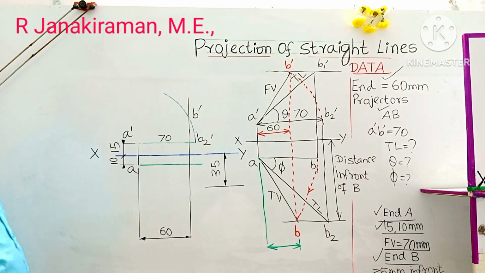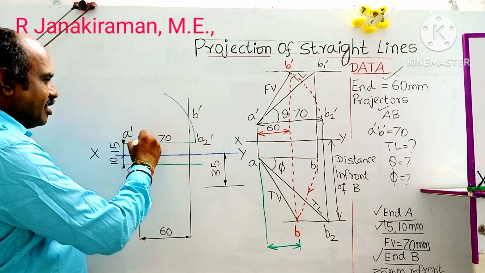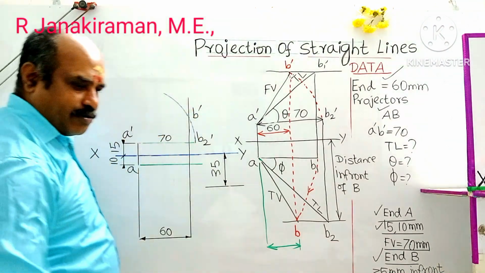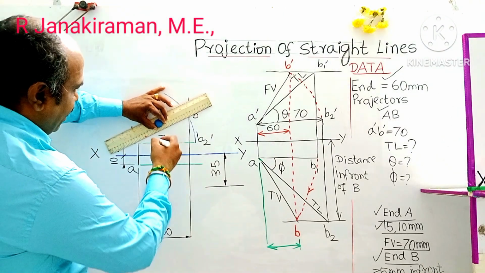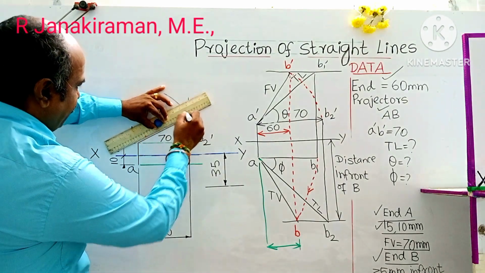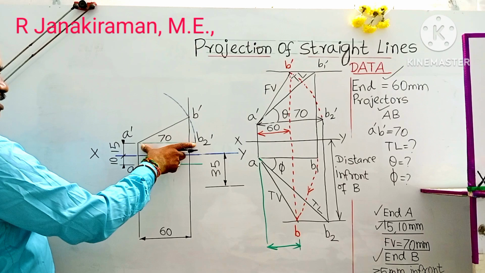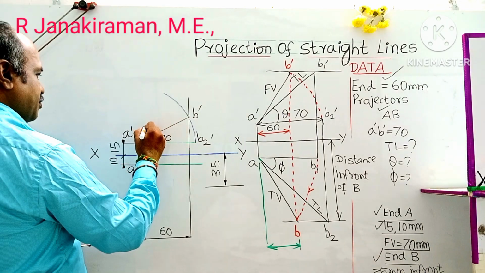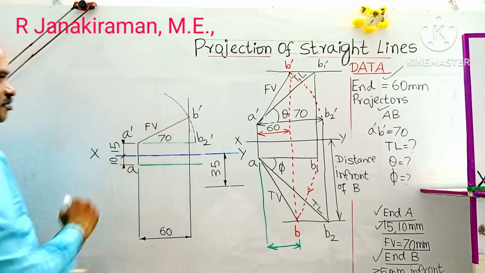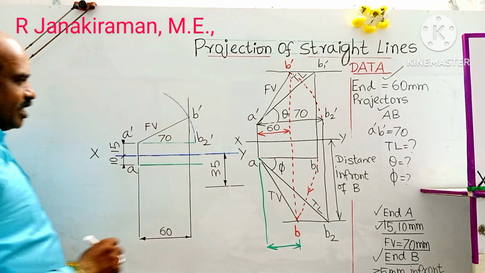Understand? So join A dash and B dash; that is the front view. Same as 70 mm. So join A dash and B dash, the front view obtained. So this distance is 70. Same will be A dash B dash also. It's called the front view, written as FV. Understand? Next, what we know?